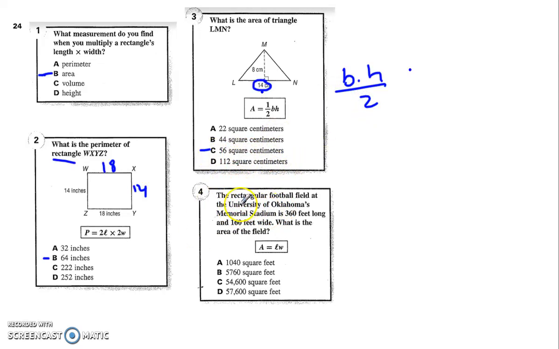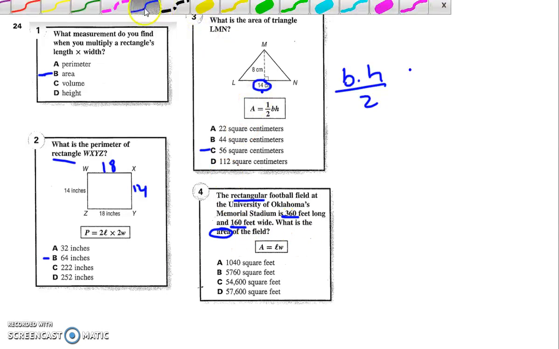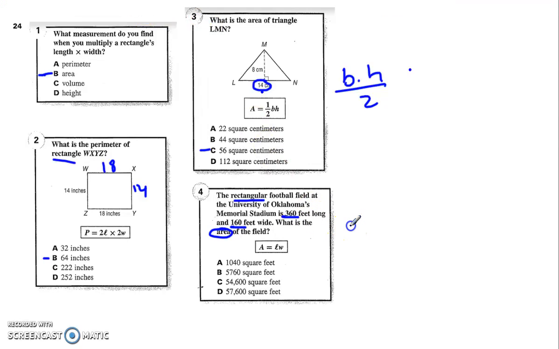Number 4. We're looking at a football field of OU Memorial Stadium. We know it's rectangular. It's 360 feet long and 160 feet wide. What is the area? Length times width. 360 times 160. Now, careful on these problems.